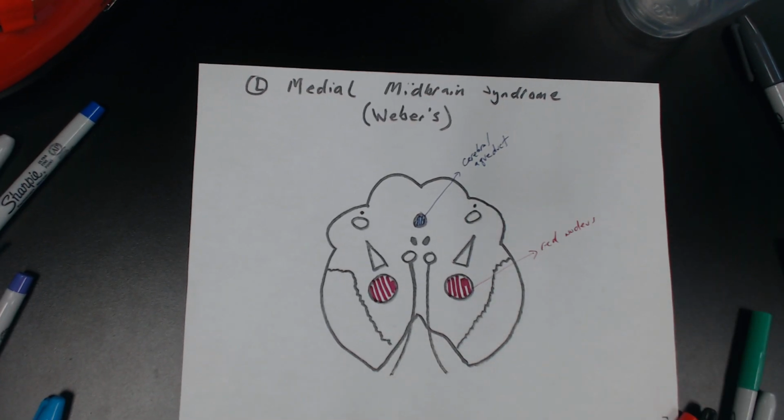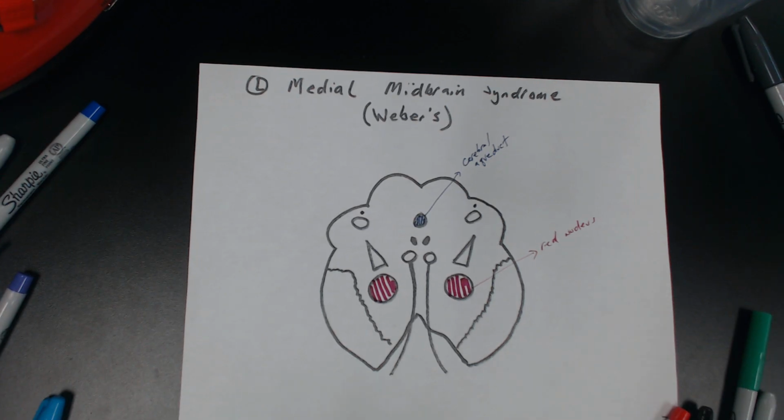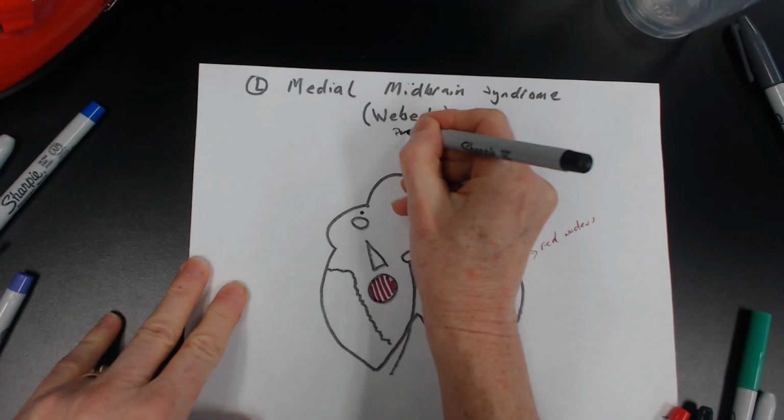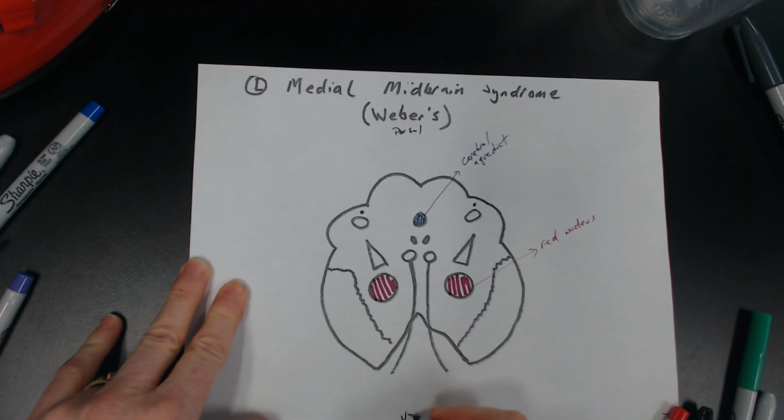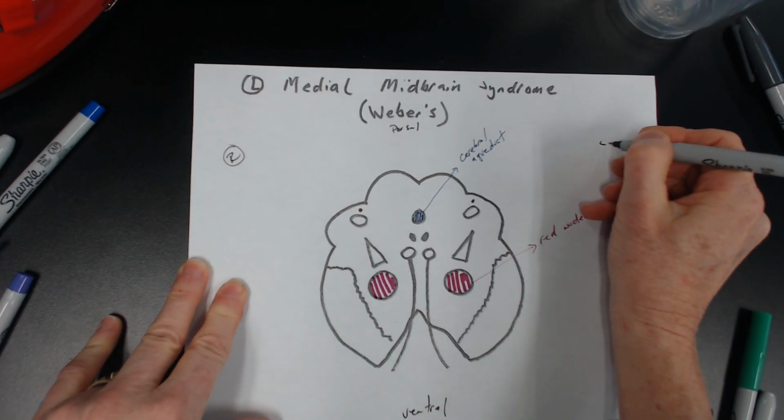Your red nucleus. Okay, so let's label this. This is going to be dorsal. This is going to be ventral. It's going to be the right side, and that's going to be the left side.